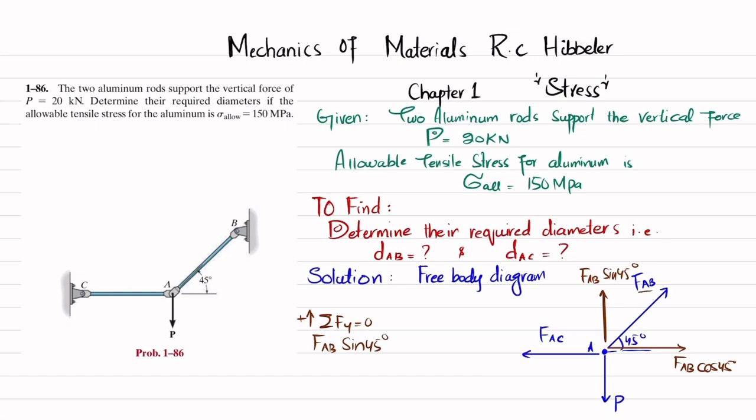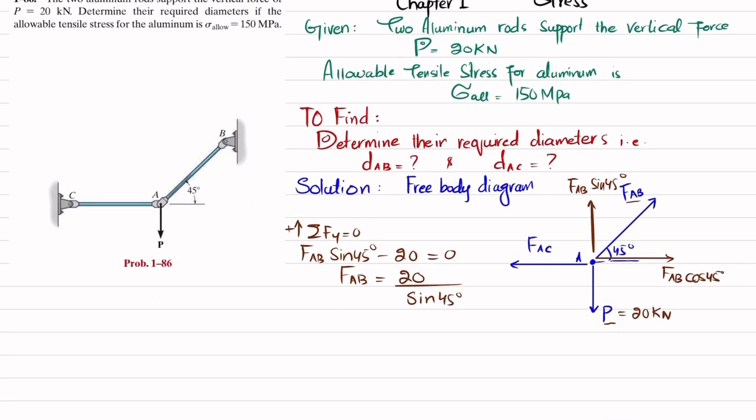And this P, which is 20 kilonewton, is acting downward. Their sum must be equal to 0. So I will write FAB sin 45 degrees minus 20 is equal to 0. So FAB will be equal to 20 divided by sin 45 degrees. When you calculate this, the force exerted by member AB at point A will be equal to 28.284 kilonewton.